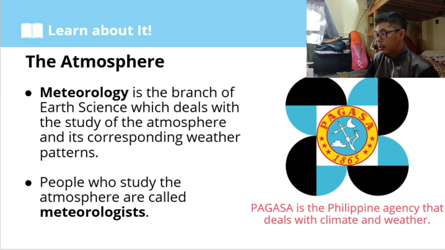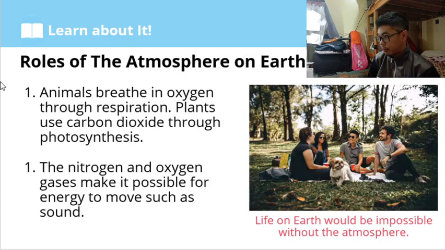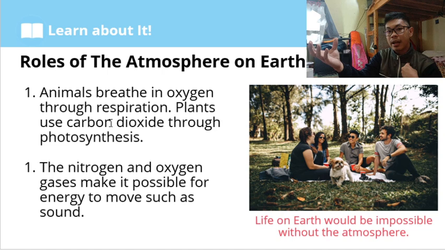Alright, so we go now to the next. The roles. Animals breathe in oxygen through respiration, not only animals but also human beings. At the same time, plants breathe in carbon dioxide through photosynthesis. What happens here is an exchange of gases. We humans need oxygen. However, we exhale carbon dioxide. Plants inhale carbon dioxide, which is what humans exhale.